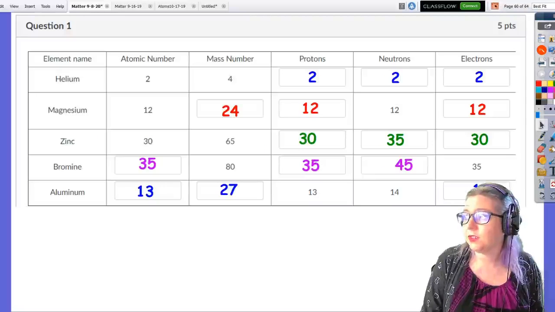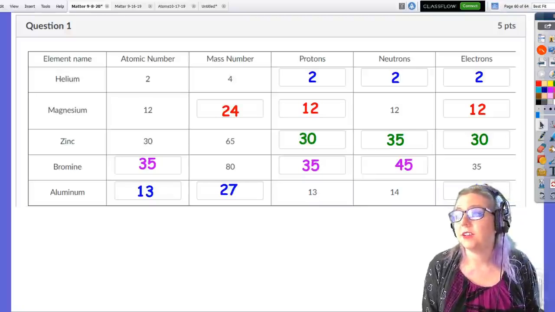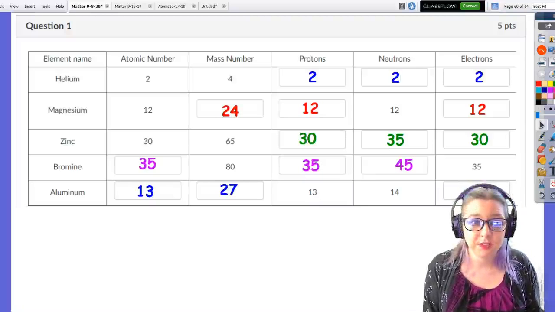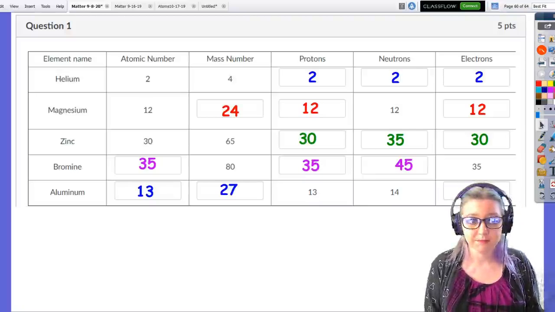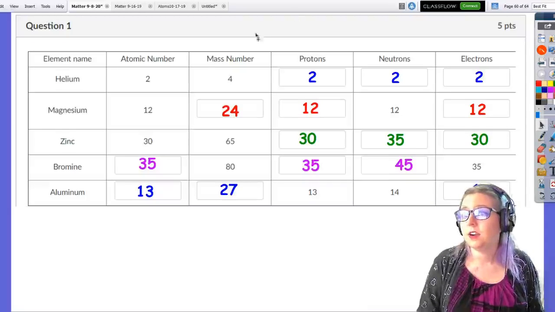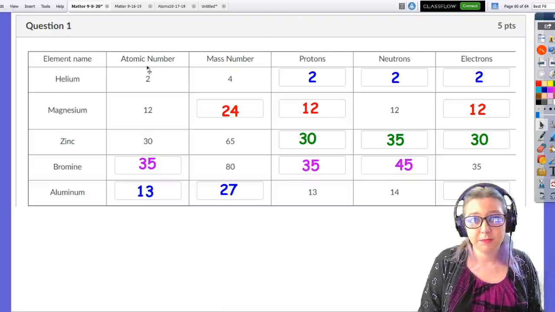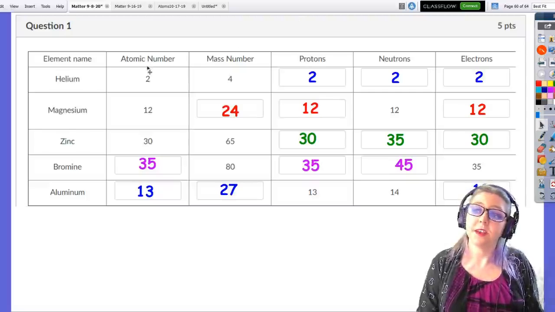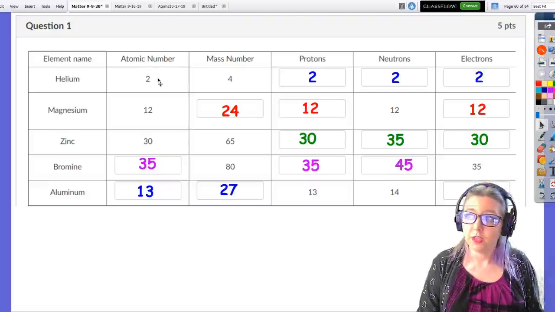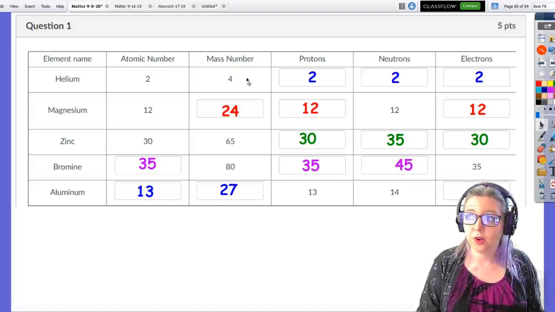Then I took the time to go over the answers and how we solve the answers in the pen homework. Here, number 1, I've got helium. I've been told that helium's atomic number is 2. Its mass number is 4. So if I know my atomic number is 2, then I know that my protons are 2. If my protons are 2, I know that my electrons are 2.